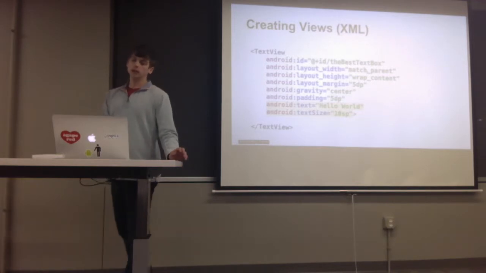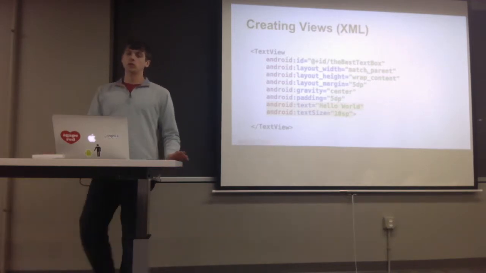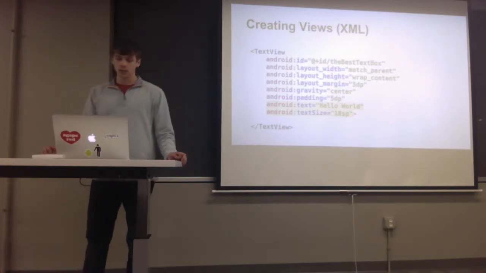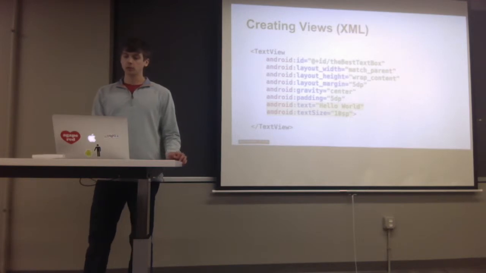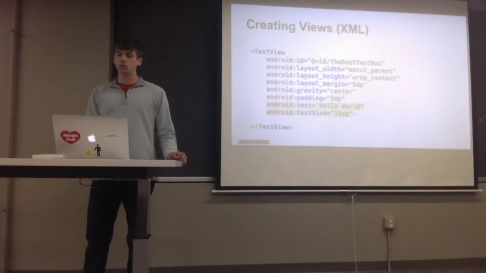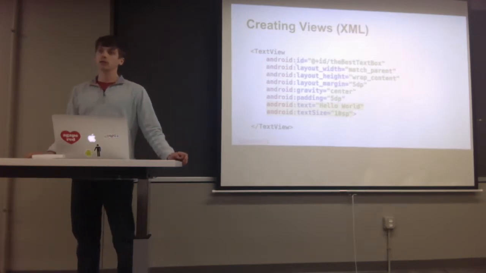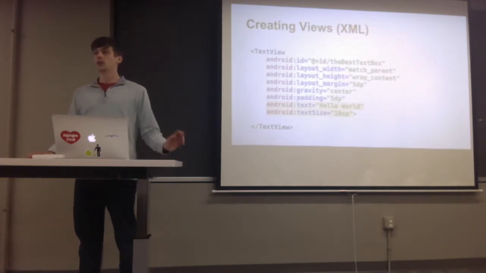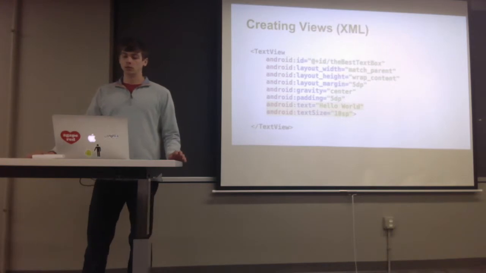So in Android, the recommended way to create views is through XML. So this is a text view, a view that just displays text. Each view, it's not required to have an ID, but if you want to reference it in any way, the view needs to have an ID. This is important so you can reference it in your Java code. It's also important for saving the state of the view.